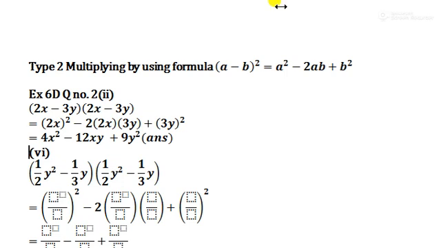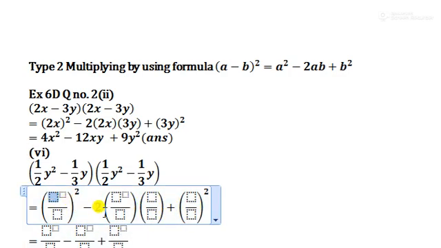The formula for (a − b) into (a − b) is a square minus 2ab plus b square. So the first thing that you do is write the structure of the formula. So bracket square stands for a square minus 2 ab plus b square, okay.